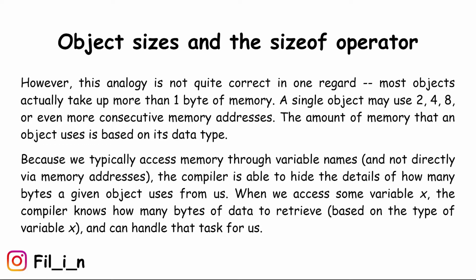The amount of memory that an object uses is based on its data type. Because we typically access memory through variable names and not directly via memory addresses, the compiler is able to hide the details of how many bytes a given object uses from us. When we access some variable x, the compiler knows how many bytes of data to retrieve based on the type of variable x, and can handle that task for us.